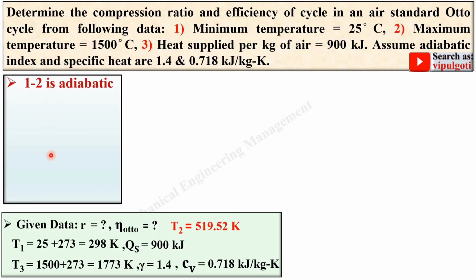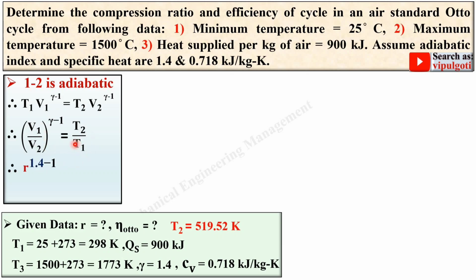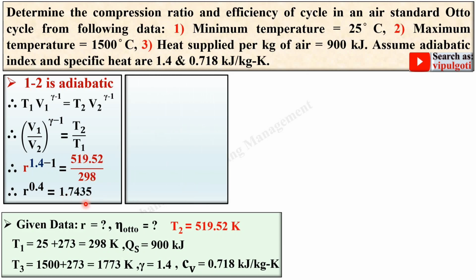1-2 is an adiabatic process, so I can say T1 V1 raised to gamma minus 1 is equal to T2 V2 raised to gamma minus 1. Rearrange this term. Now you know that V1 upon V2 is equal to r. Gamma is given to you as 1.4. Next T2, now you have 519.52, and T1 is given to you as 298. Now simplify this term. So it will be r raised to 0.4, and the simplification of this is 1.7435.